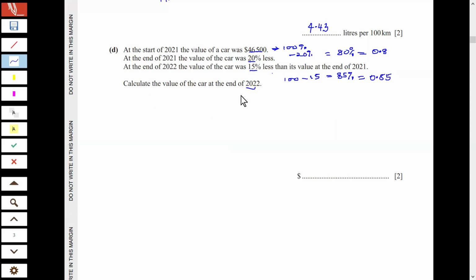Now, to calculate the value of the car at the end of 2022, all you need to do is to multiply the original value of the car, which is 46,500, by the first multiplier, which is 0.8, and then also multiply this by the second multiplier, which is 0.85. After multiplying this, we will get a final answer of 31,620.